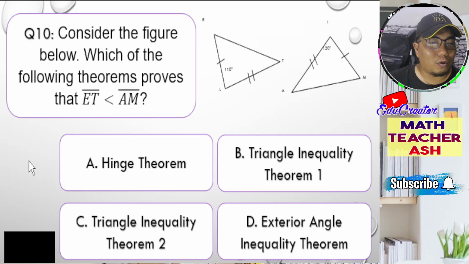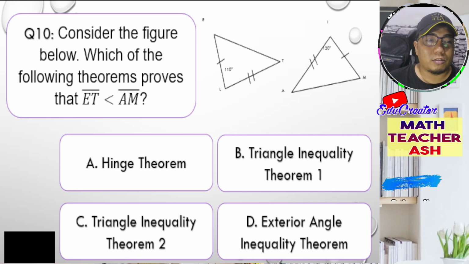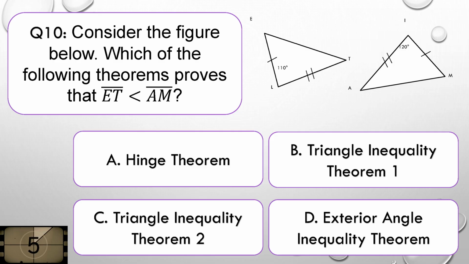Consider the figure below. Which of the following theorems proves that side ET, okay, where is ET here? Okay, this one is greater than side AM. Alright, and there is a marker that this side is equal to this side and this side is equal to this side. Okay, is it A, hinge theorem? B, triangle inequality theorem number 1, C, triangle inequality theorem number 2, or D, exterior angle inequality theorem? I'll give you 5 seconds to think about your answer.